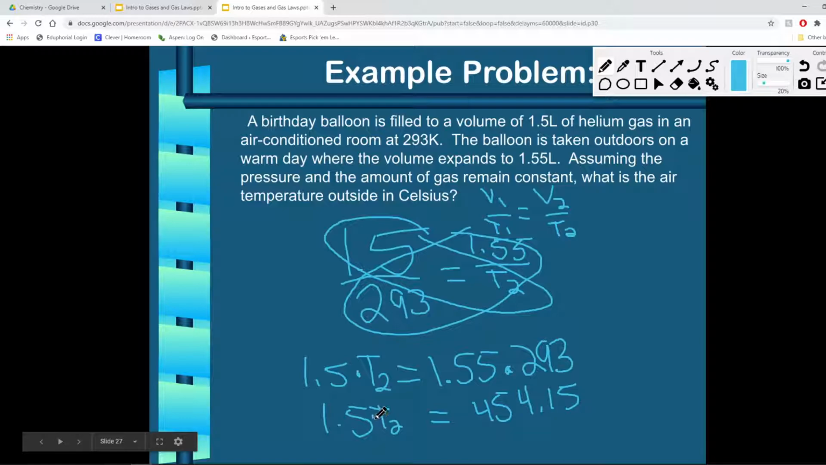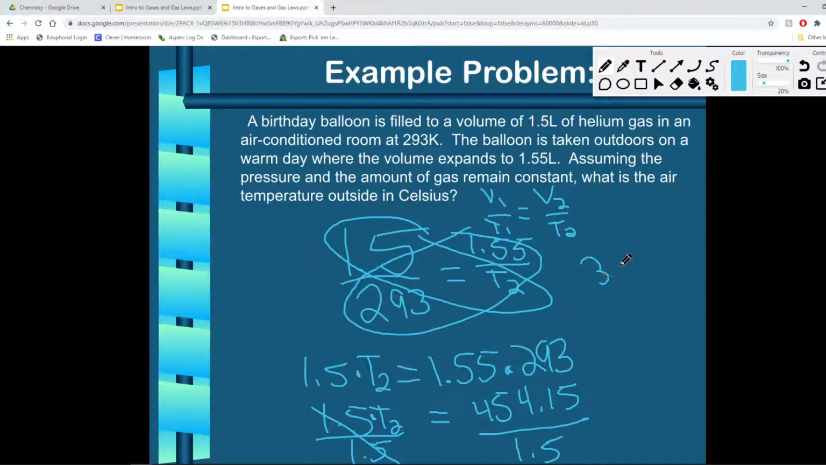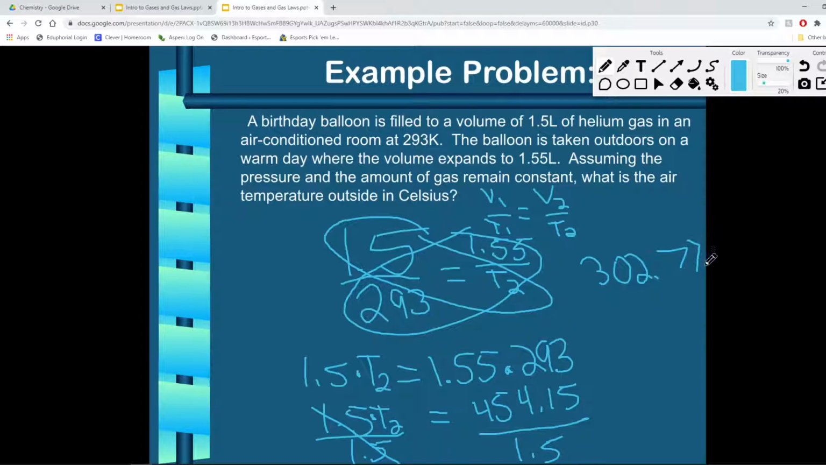All right, and then to get T2 all by itself, we have to divide both sides by 1.5 in order to cancel it out over here. So we're going to divide this by 1.5. And so our final answer of the temperature outside is 302.77 degrees Kelvin. Or just Kelvin, no degrees.